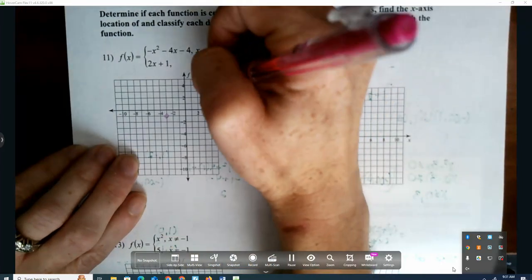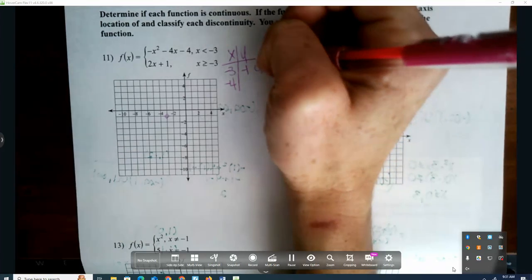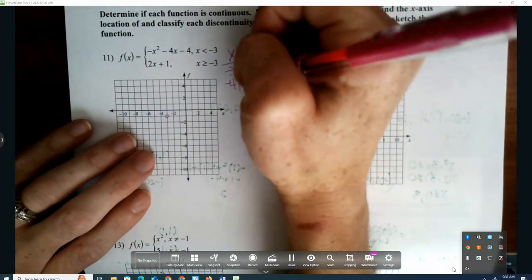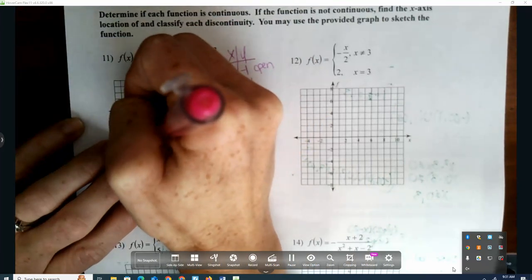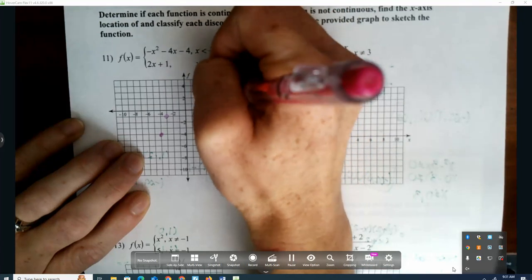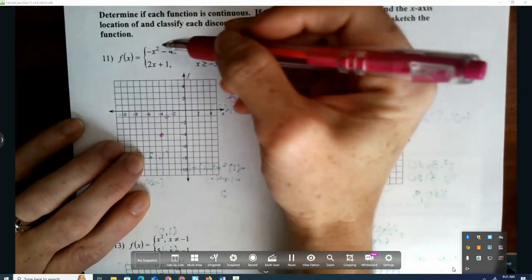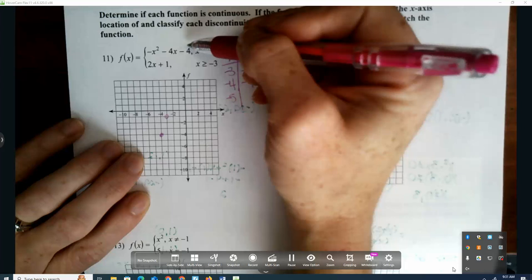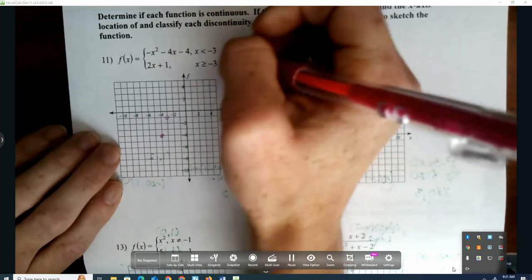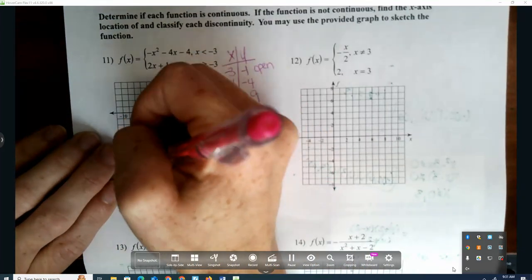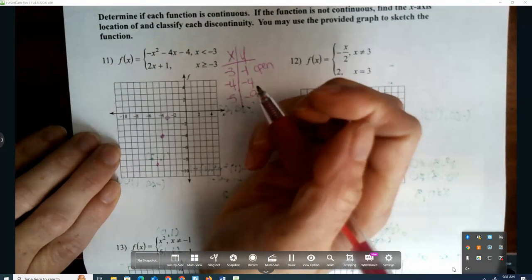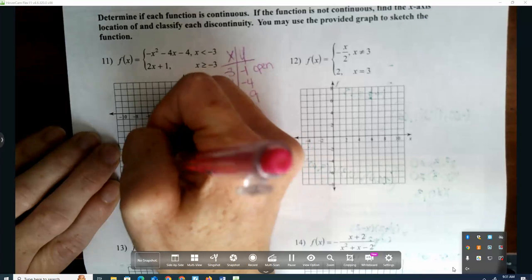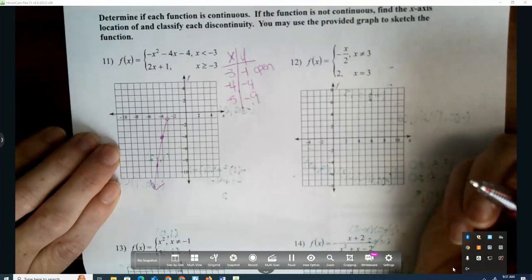Then we need things less than that. So if I put in -4, -16 plus 16 minus 4 would be -4. If you did -5, you get -25 plus 20 minus 4, which is -9. Okay, so we can see this piece looks like that.